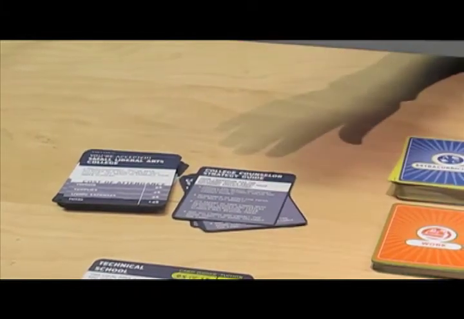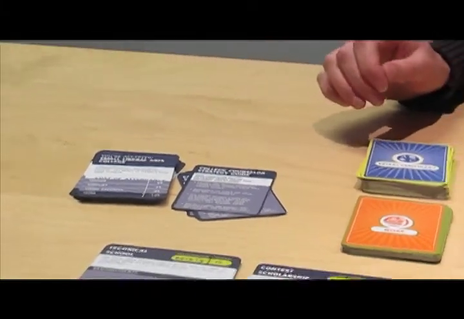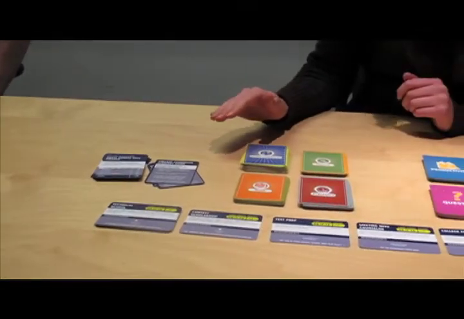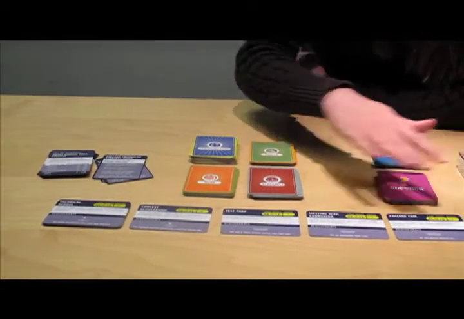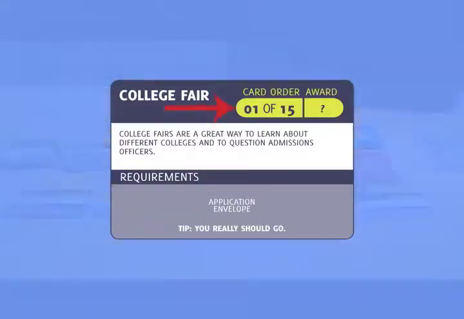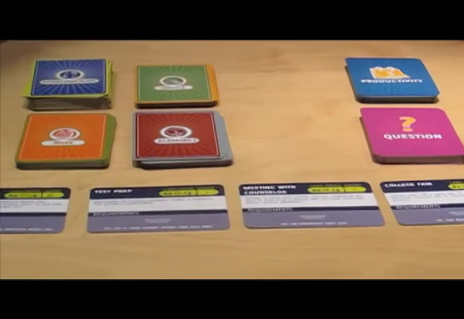They're all the same. The most important thing though is the timeline. It's in order, so you don't have to shuffle it. And you lay it out so you can see 5 cards, starting with number 1, which is the college fair, all the way up to the technical school on top of the stack.